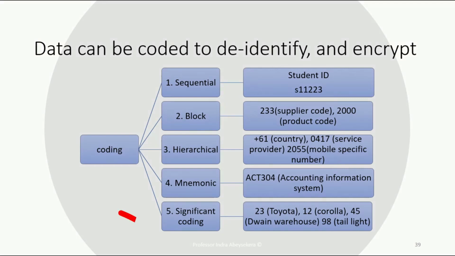Significant coding is where the product item is given a certain number, like Toyota is 23, Corolla is 12. Then where it is located, the warehouse is given another number, and parts are given a different number.